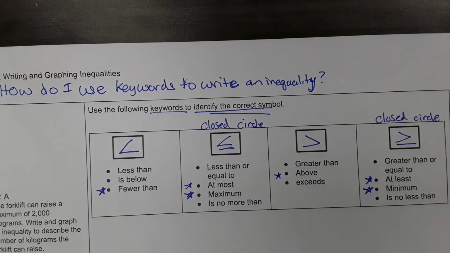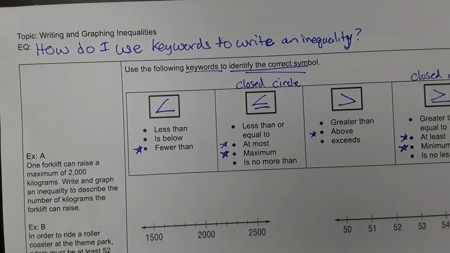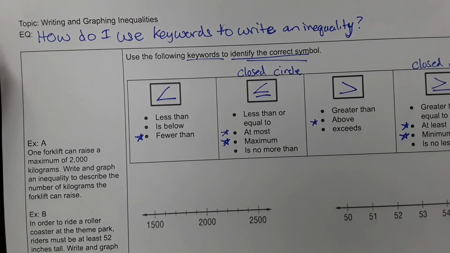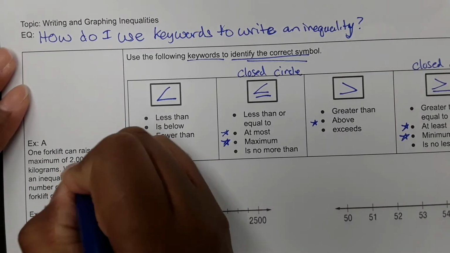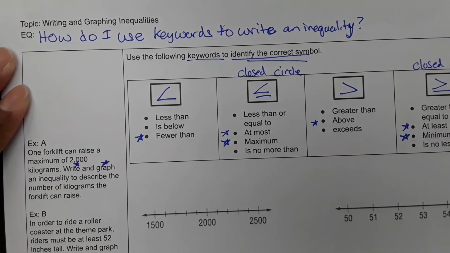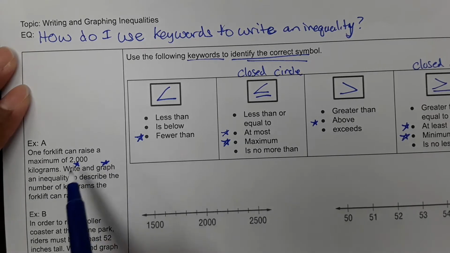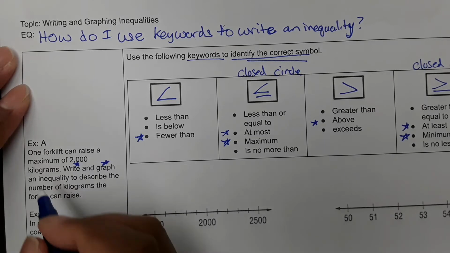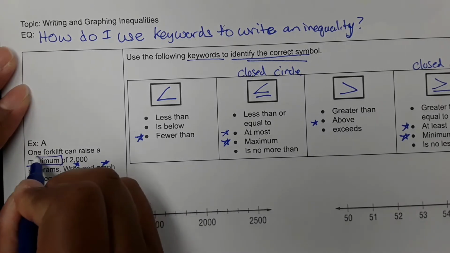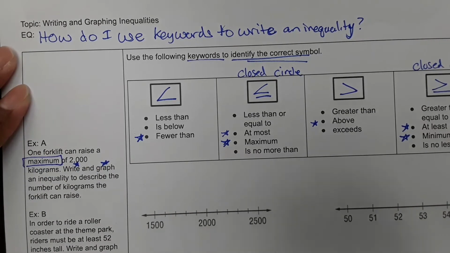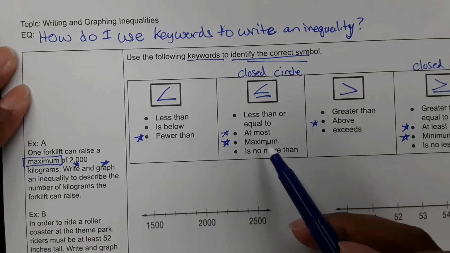All right, over here on the left hand side we have some of our questions. So let's start. Example A. One forklift can raise a maximum of 2,000 pounds. Write and graph an inequality to describe the number of kilograms the forklift can raise. So we have to do two things. We need to write and graph. Our keyword here would be maximum.